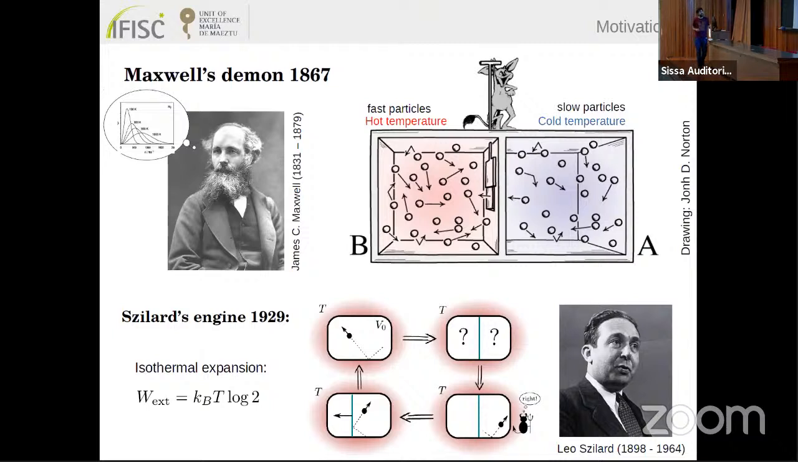In particular, when the demon sees a fast particle in the cold chamber, he may open the trapdoor and let it pass to the other side, and the same for slow particles in the hot chamber, so that after some time the cold chamber is colder and the hot chamber is hotter, in clear contradiction to the second law of thermodynamics.